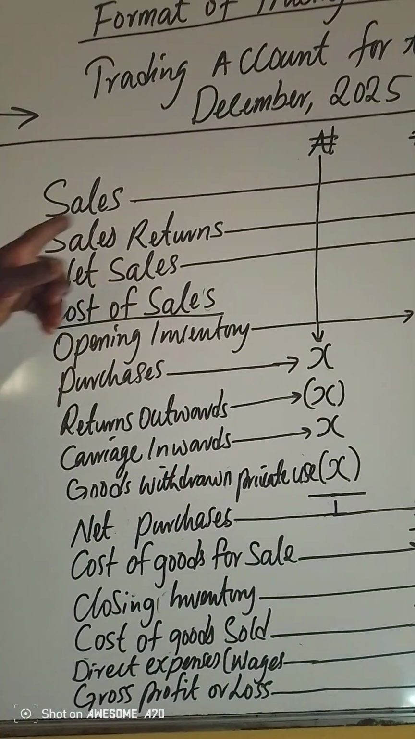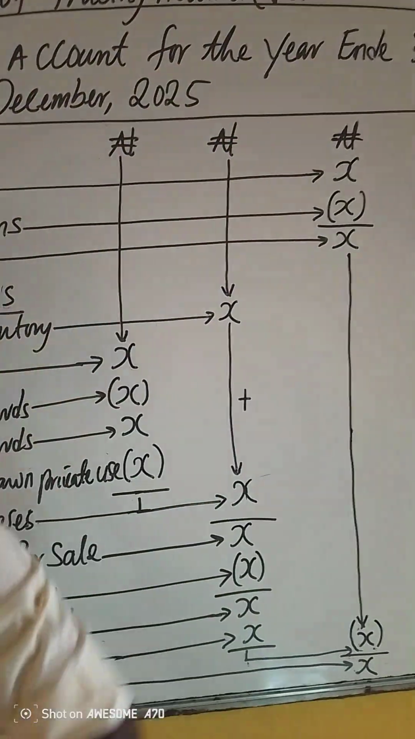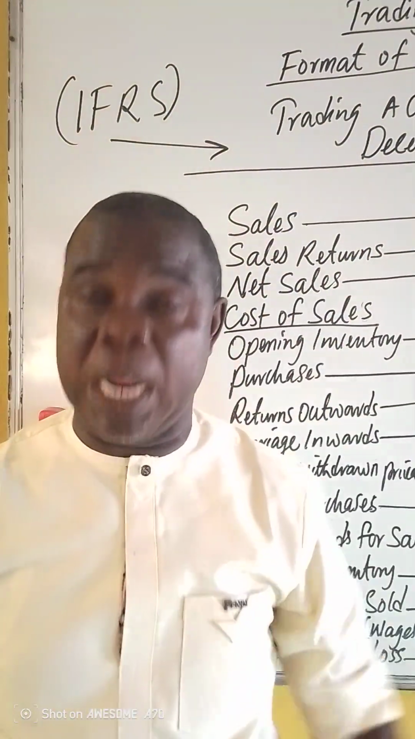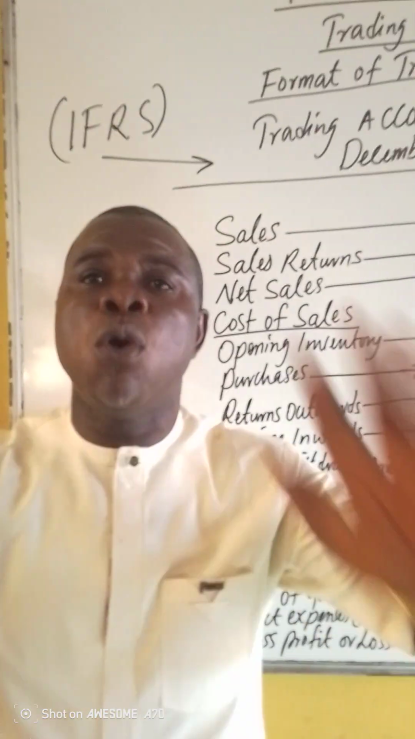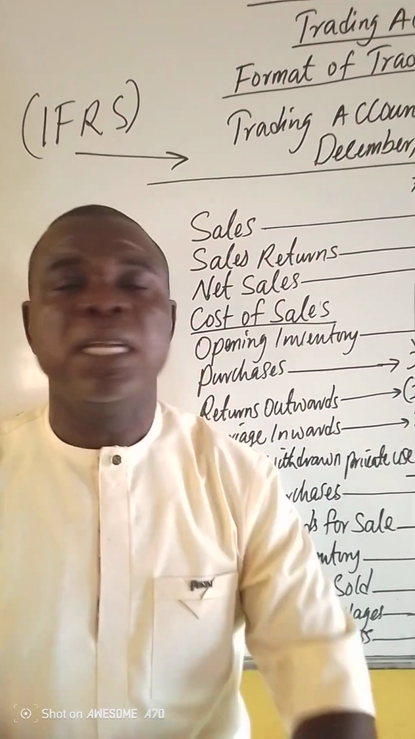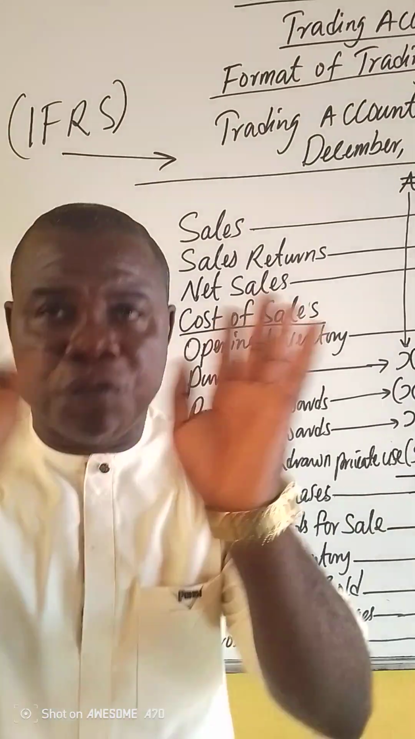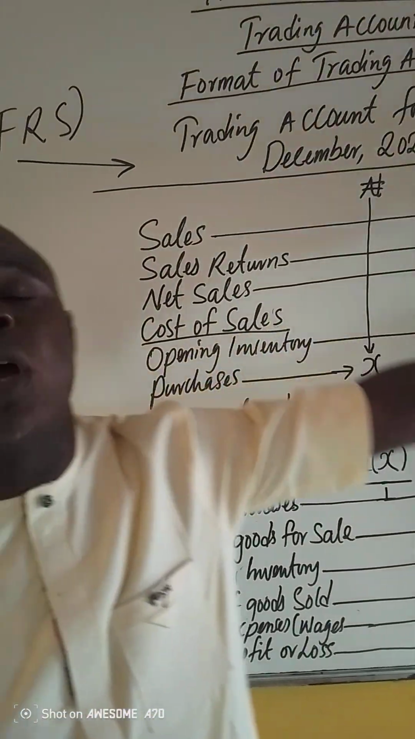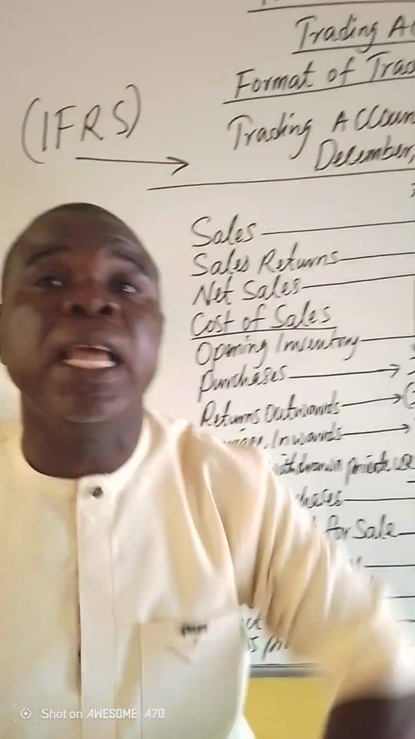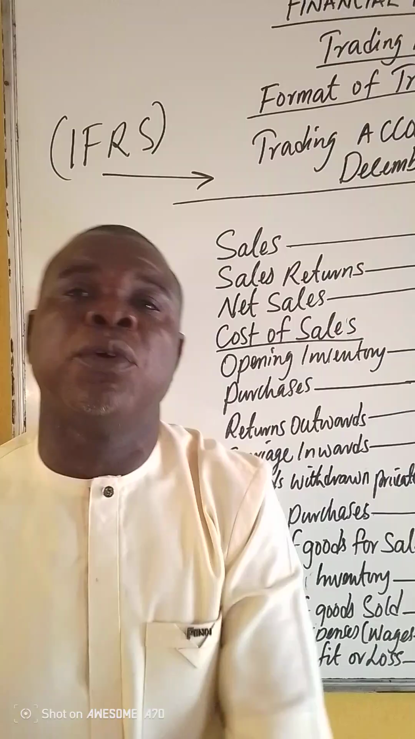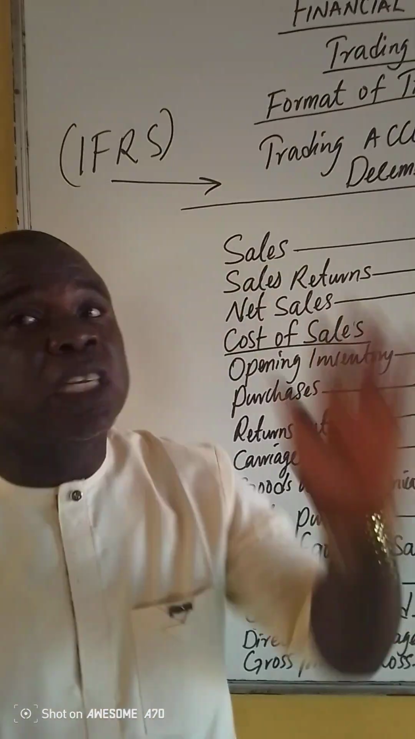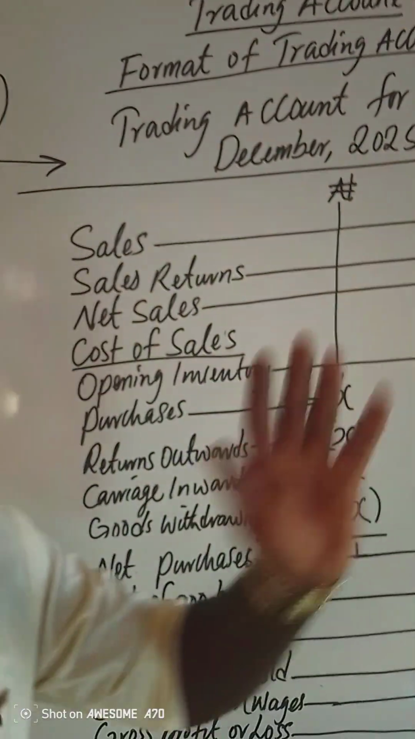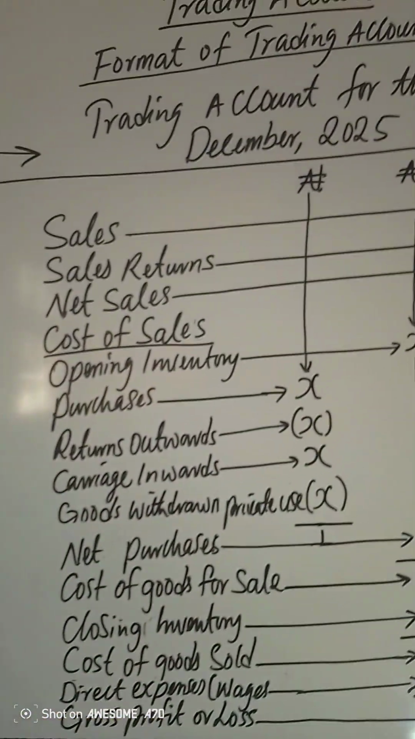So here, sales is placed, the sales figure picked from the trial balance, which will be given by the examiner. The examiner will give you a trial balance, and inside the trial balance, there will be a host of items: sales, non-current assets, liabilities, everything will be found in the trial balance. It's just for you to identify the items that go to trading and place them the way they're supposed to be, with the respective figures, in the trading account. That is what is called format.